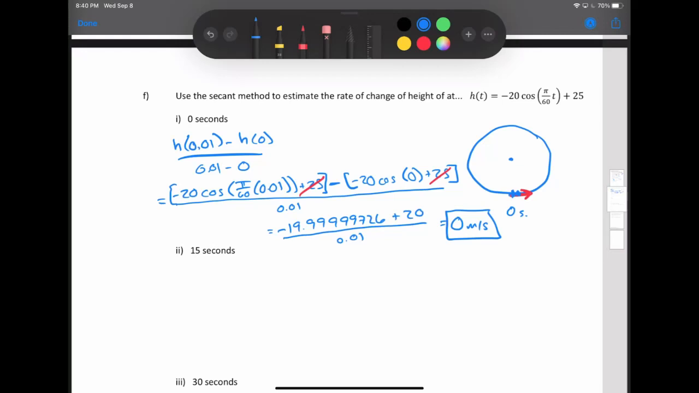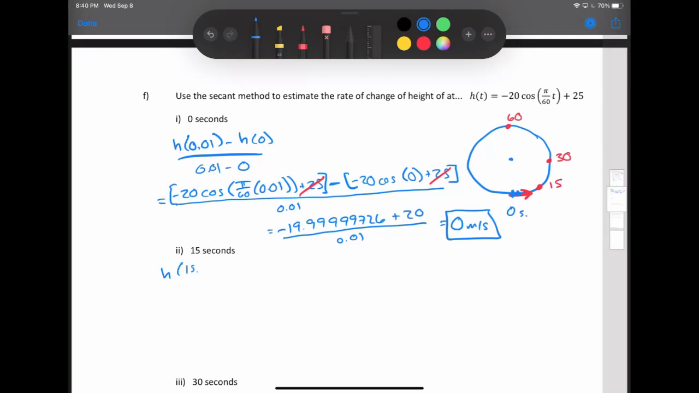I don't want to have to redraw this Ferris wheel all over the place, but I will show you that if it takes 2 minutes to go around, it will be at the top at 60 seconds. It'll be at the side at 30 seconds, and it'll be halfway between the bottom and the side at 15 seconds. And we're going to actually find the speed at 15 and 30. So let's do the same equation for two numbers, 15 seconds and a little bit over 15 seconds.